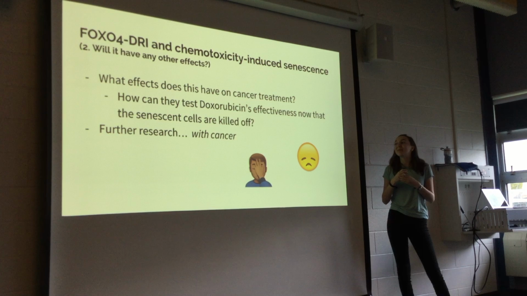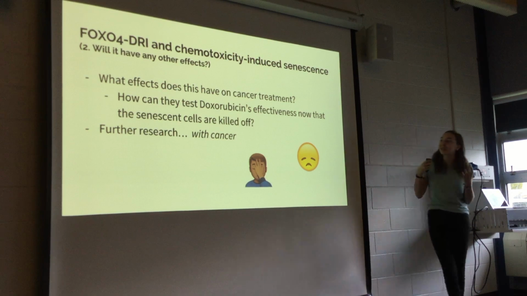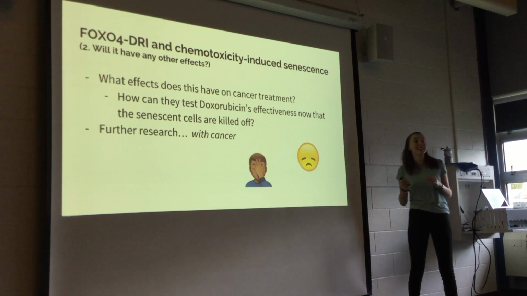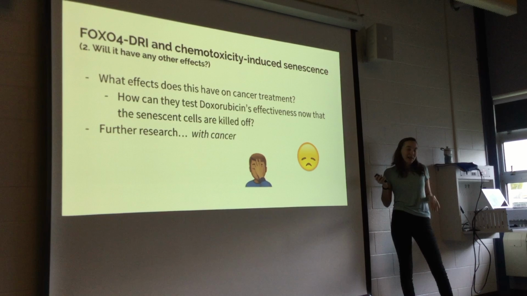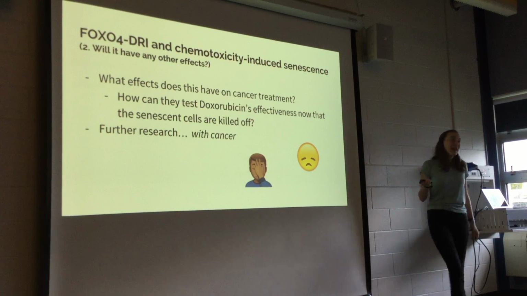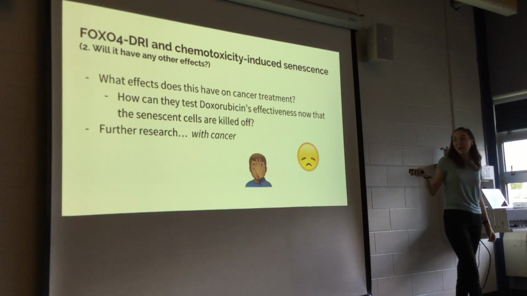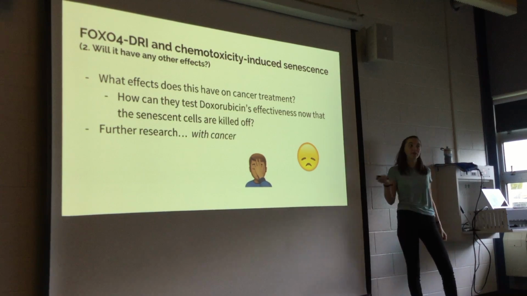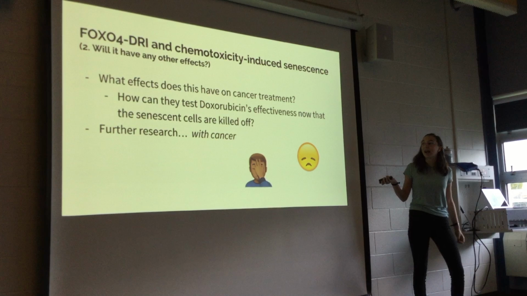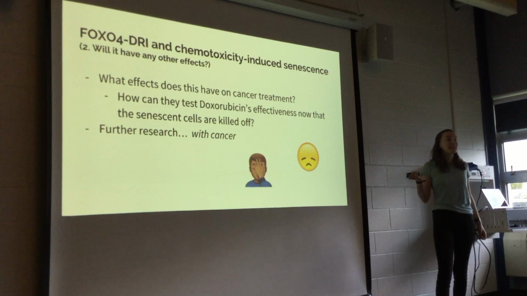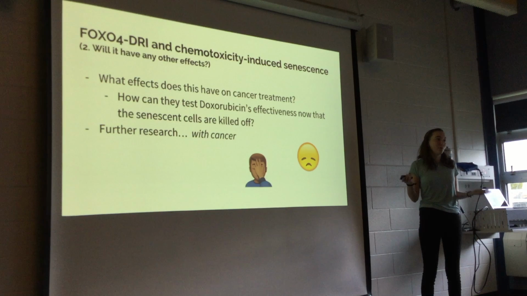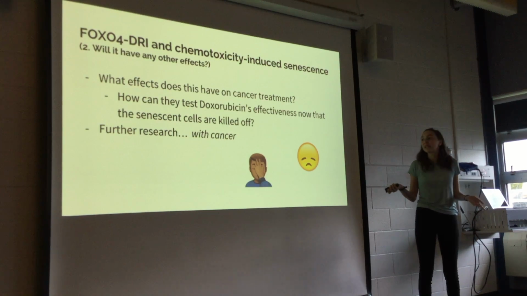And the question that we asked was, how can they test doxorubicin's effectiveness now that these senescent cells are killed off? A problem is that we realized that these mice didn't actually have cancer in them. They were just giving them doxorubicin, the chemotherapy drug, to see if it would induce senescence and whether or not they could kill off those senescent cells. But since there wasn't actually cancer in them, we can't really test the effectiveness of doxorubicin, the chemotherapy drug, because we can't tell if they're killing off the cancer effectively.